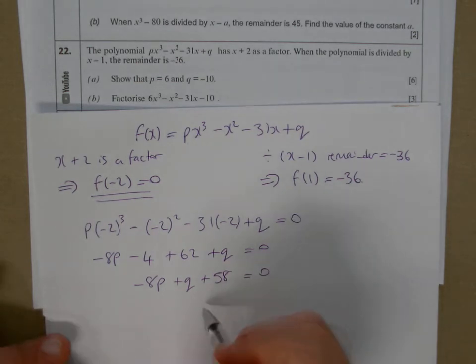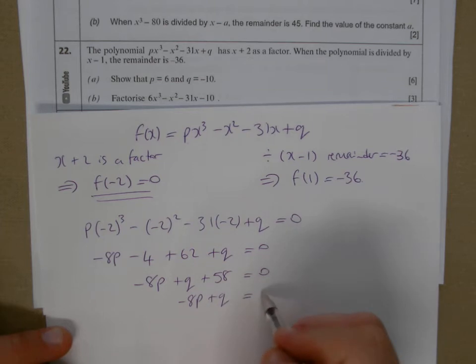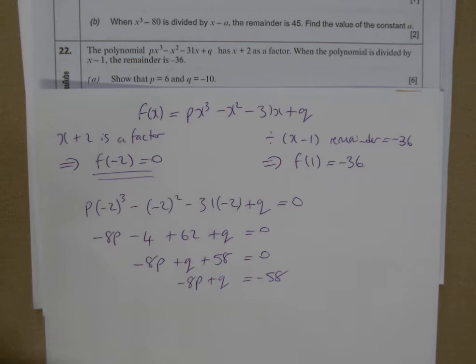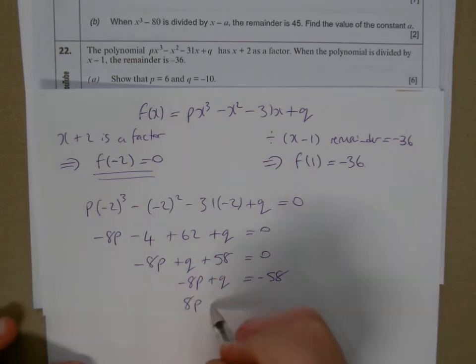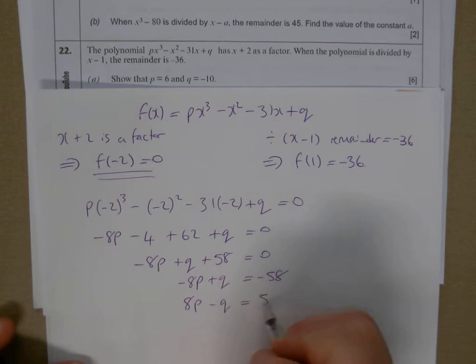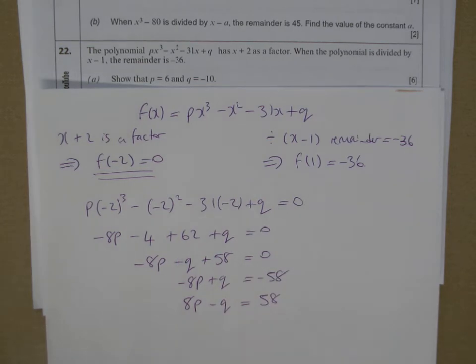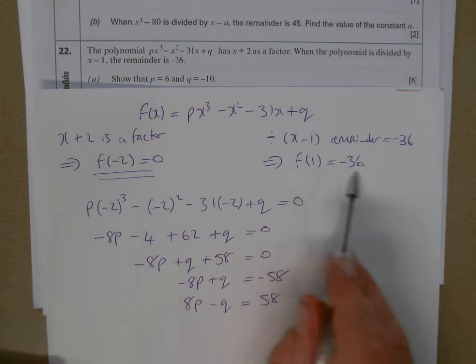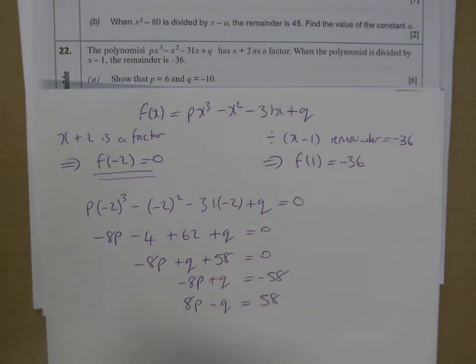If we take that over the other side, we get minus 58. You could leave it like that, but you might be tempted to change all the signs, so 8p minus q equals 58. That might make more sense later on. So we've got one equation, but now we can get a second equation from the other result, and then we'll have simultaneous equations, two equations together.